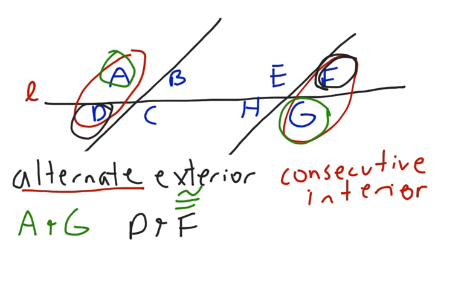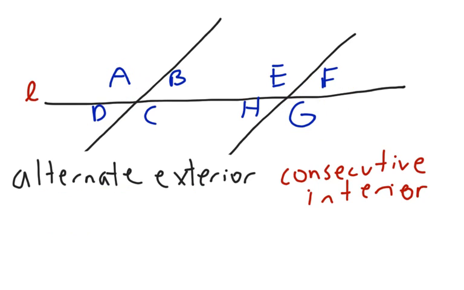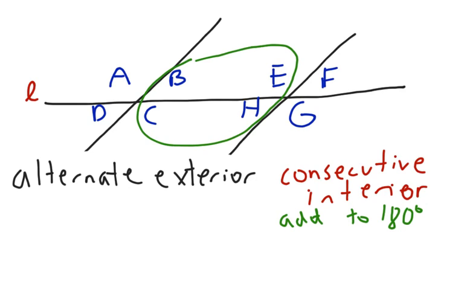Okay, and then our last one I want to look at is consecutive interior angles. Consecutive interior angles have a different relationship. They are going to add up to, or the sum of them is going to be 180. So they add to 180 degrees. And these angles are going to both be interior. So I'm going to look at all four interior angles, which would be angle B, C, angle E, and H.